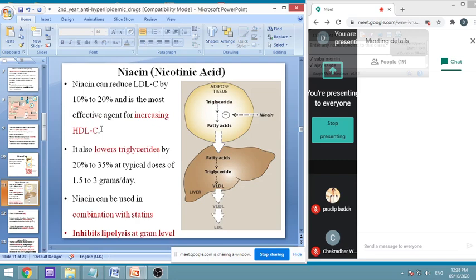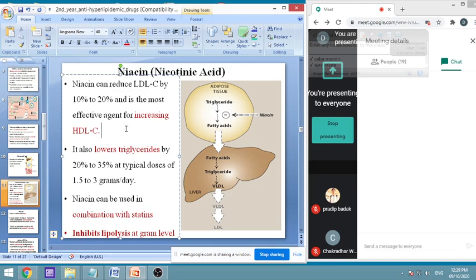Then the next drug is niacin. It is nicotinic acid, a vitamin B component. It can reduce LDL-C by 10 to 20%, and is most effective for increasing the HDL-C level. So it causes a good increase in the HDL-C level. HDL-C is beneficial, if you remember, I told you. It also lowers triglycerides by 20 to 35%. This is at typical or normal doses of 1.5 to 3 grams per day.